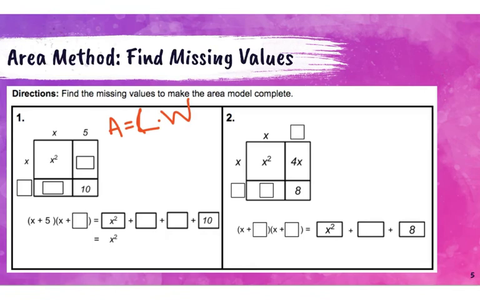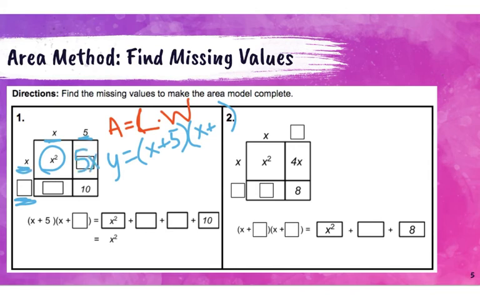So if I were to do factored form, that is y equals x plus 5 times x plus something, right? I don't know what's in there. All right, so I need to figure that out. So I have x times x gives me x squared. Now 5 times x gives me 5x. So now I know what that blank is. All right, so I can put that right here, 5x.